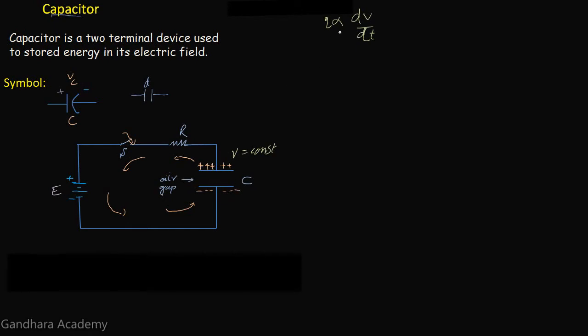So to remove this sign of proportionality, I is equal to C dV by dt, where C is the constant of proportionality, and this C is basically called the capacitance of a capacitor.